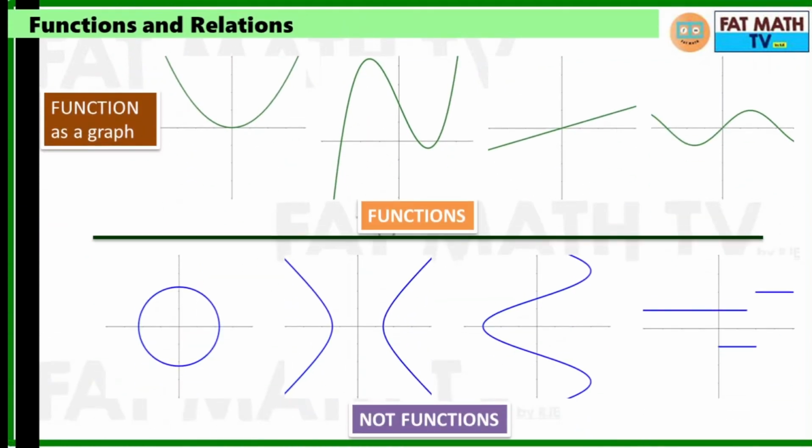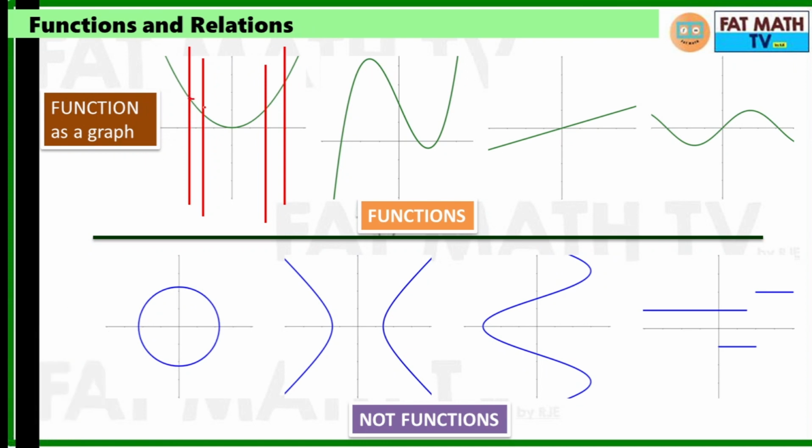So for example, here in our given, if we draw vertical lines, then we will only intersect the graph at most once. So here, we intersect once with this vertical line. If we draw a vertical line here, once only, here and here.